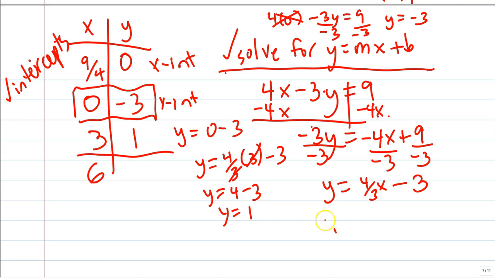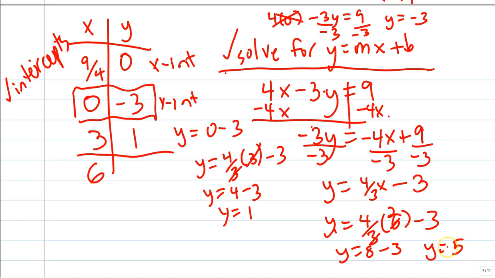Another point we said we could check would be 6. So how about 4/3 times 6? The 3 and the 6 cancel, leaving me with 4 times 2. 8 minus 3. Some of you already knew that number was a 5. Like, how the heck did they know that? Well, they already start seeing the slope on the table. When we start choosing multiples of that denominator, they're going, look, the x's are going up by 3, and if this is a linear pattern, the y value should go up by 4, so the next number should be 5, and it was. I think that's pretty cool.